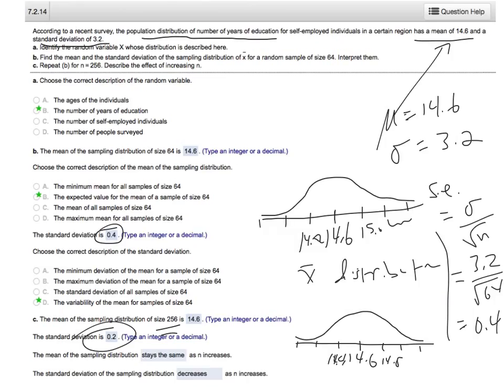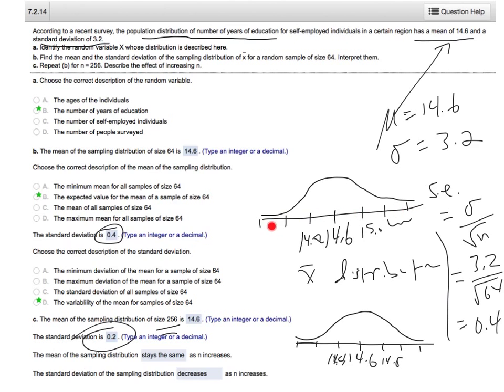So what that means is that if we go off and ask 256 people their number of years of education and take the average of those 256, the averages we get are going to be very tightly clustered around 14.6. They're going to range from maybe 14 up to 15. They're not going to get further away than that because most of them are going to fit in here. If we had only asked 64 people and calculated the average answer for those 64 people and put those X-bars together, we'd get a wider distribution.